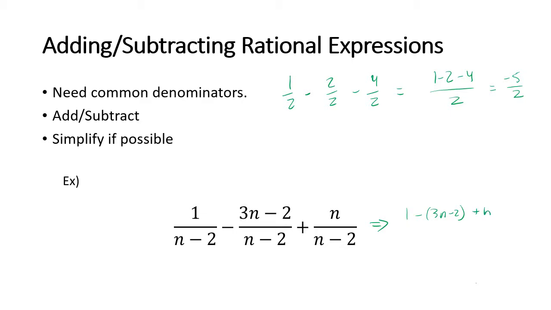Notice the parentheses around the 3n minus 2 is because the entire numerator of this term is being subtracted. And then the common denominator being n minus 2 makes this simple. So this would simplify down to 1 minus 3n plus 2 if we distribute that negative, plus n divided by n minus 2. And then finally, to combine the n's, we have negative 2n plus 3 divided by n minus 2. And n cannot be 2.